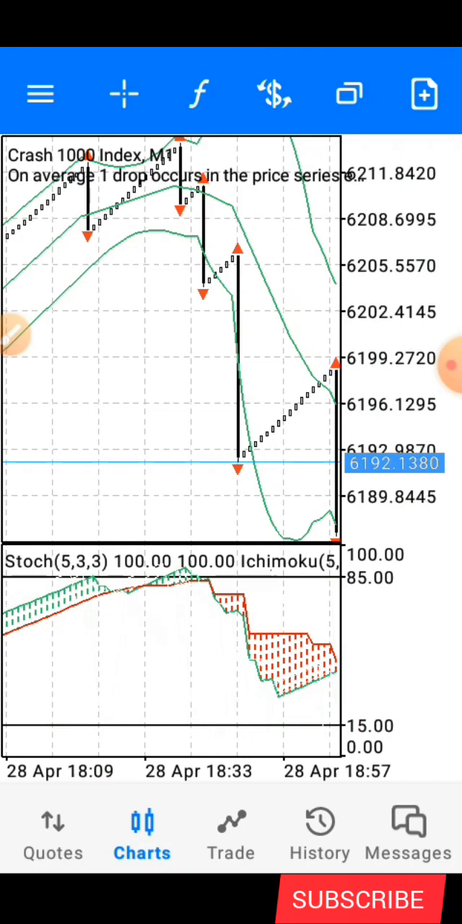Make sure you backtest it, trade it with your demo account first before you put in your real money. Okay, so that is it for this strategy. That is all you need to know.